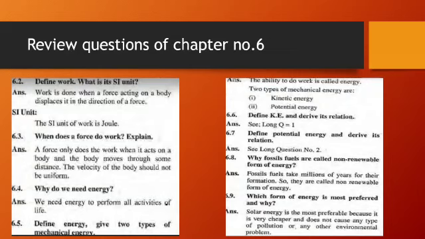6.9, which form of energy is most preferred and why? Solar energy is the most preferable because it is very cheap and does not cause any type of pollution or any other environmental problem. You know very well nowadays in a lot of countries solar energy is being converted into electrical energy, and the needs of the population are being met. So you can say after 10 years it will become very cheap, and it is a basic source. I think one of the most important benefits is that it does not pollute the environment.